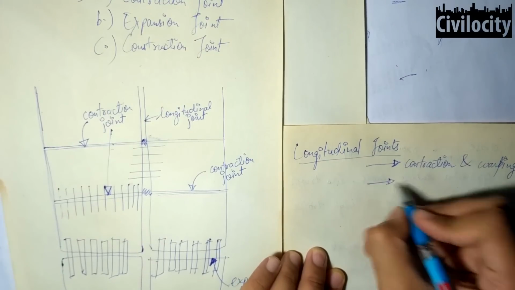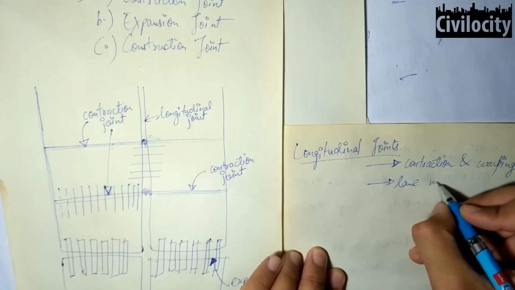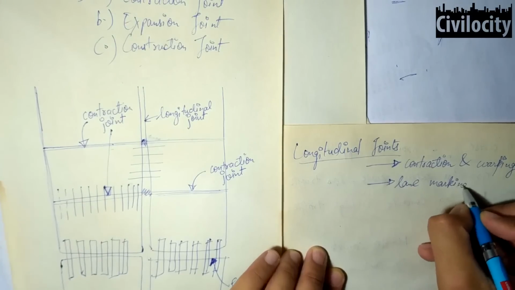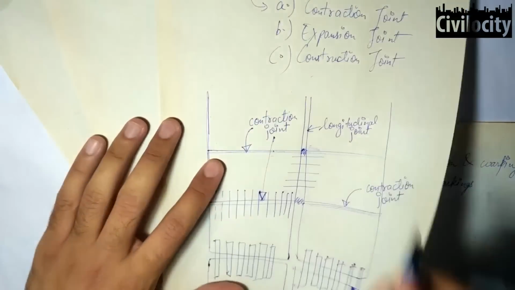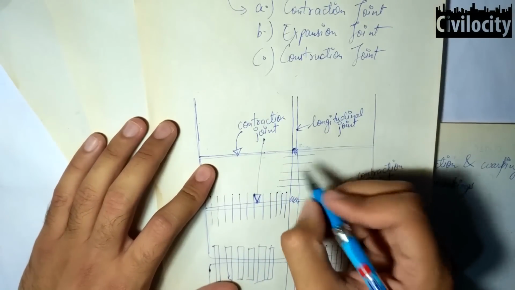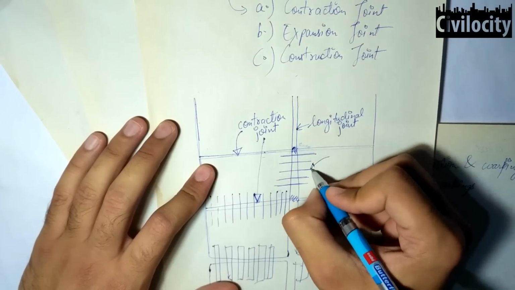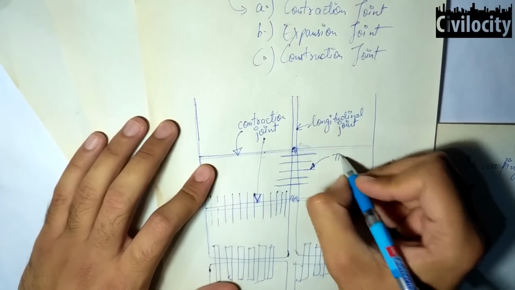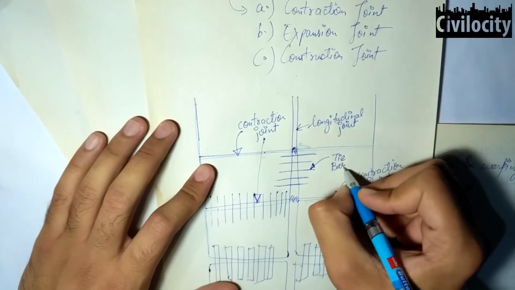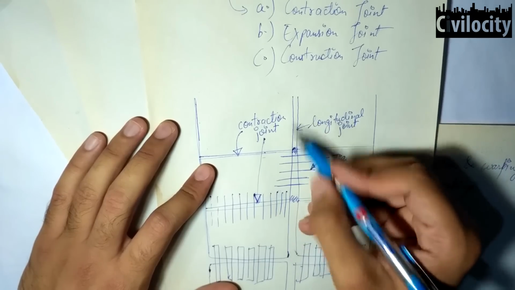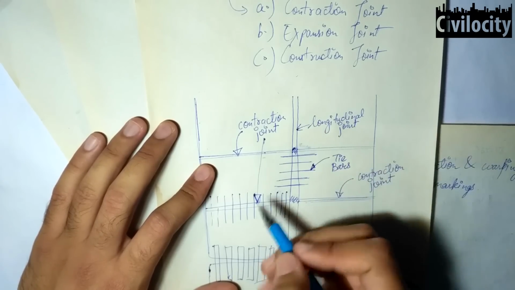These joints also act as contraction joints and warping joints in cement concrete slabs. And these longitudinal joints can also be used as lane marking in highways. They are provided between two lanes, and in order to strengthen the longitudinal joint and to prevent it from opening up, tie bars of specified diameter and length are provided at the longitudinal joints.